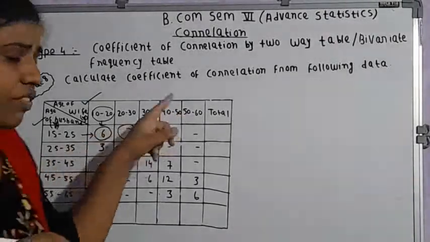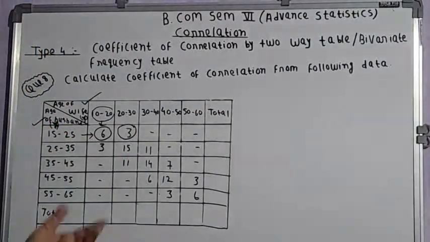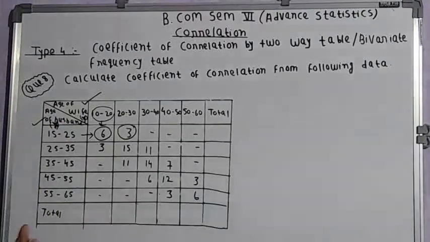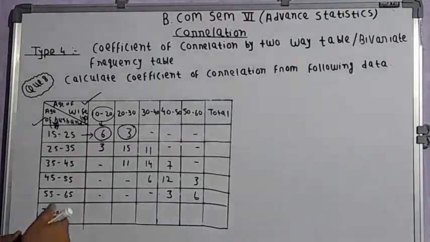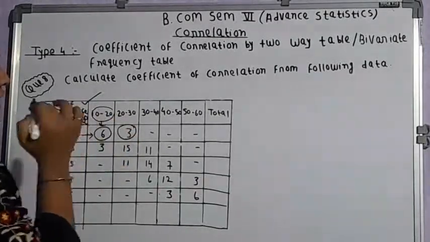Sometimes the total of frequency would be given in the problem and sometimes it would not be given. So here in this problem it is not given. We have to calculate it. How are we going to make the total of frequencies? So see, first of all, we are going to calculate the total of frequency for the x variable, that is age of husband. So here the number of husbands lying between the age group of 10 to 20 is 6.